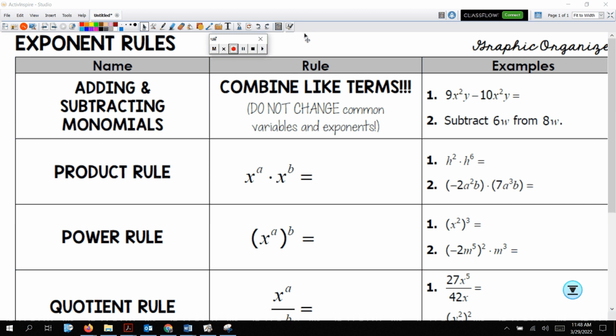All right, here's a quick little video about exponent rules, kind of a review for some of the things here. I'm not sure if some of them are new or not.